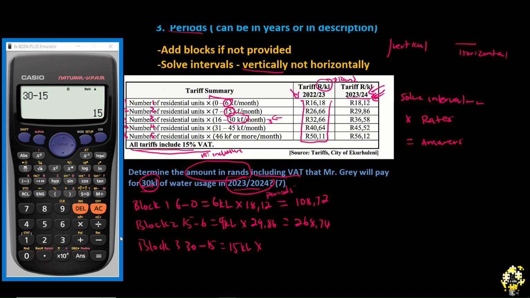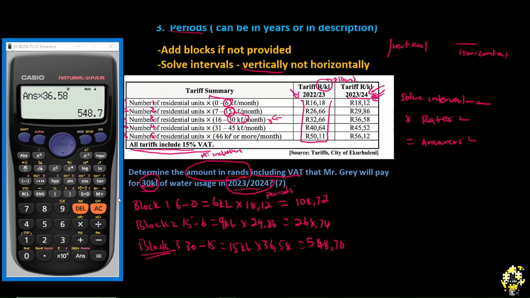What's the rate? Remember, solve the interval, multiply by the rate, get the answer. What's the rate? The rate is not 32. The rate is 36.58. So let's just say multiply by 36.58. So we get 548.17. We are done. Remember, we said we are confident that this is where we should end, and we are going to prove that indeed this is where we should end.